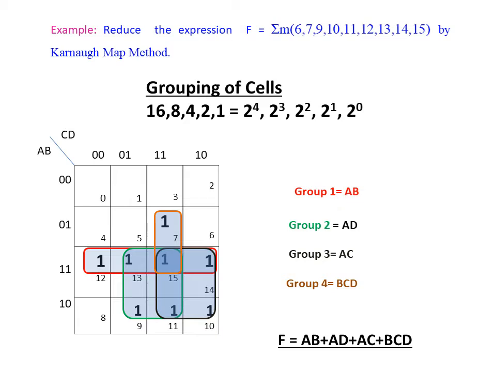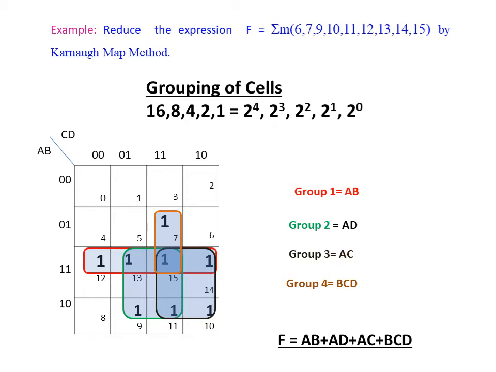Now the second group, the green color. The common between these 2 cells is 1, 1, that is A. Now on this side, the common between these 2 is D. So the answer is AD. Now the black color grouping. The common between these 2 cells is A, so we write A here. Now the common between these 2 is C. So the answer is AC.